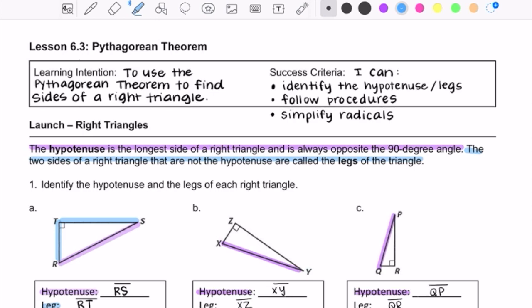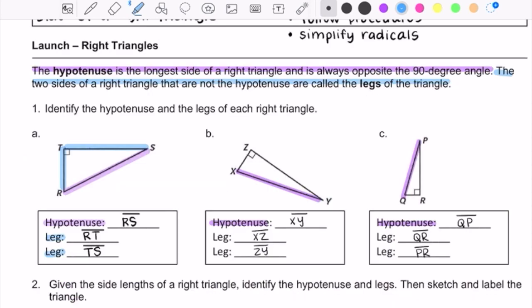In a right triangle, the hypotenuse is defined as being the longest side of the right triangle, and it's always opposite the 90-degree angle. Today in the notes, I'm going to use the color purple to illustrate which side of the triangle is our hypotenuse. The two other sides of a triangle that are not the hypotenuse are called the legs of a right triangle. In the first example, I've highlighted them in blue.